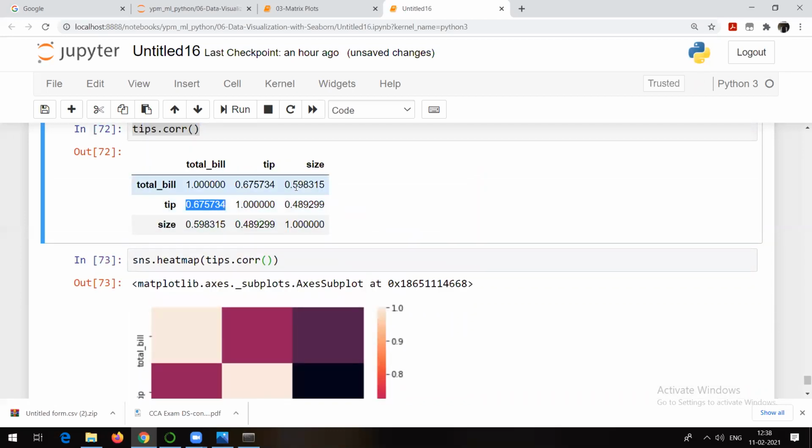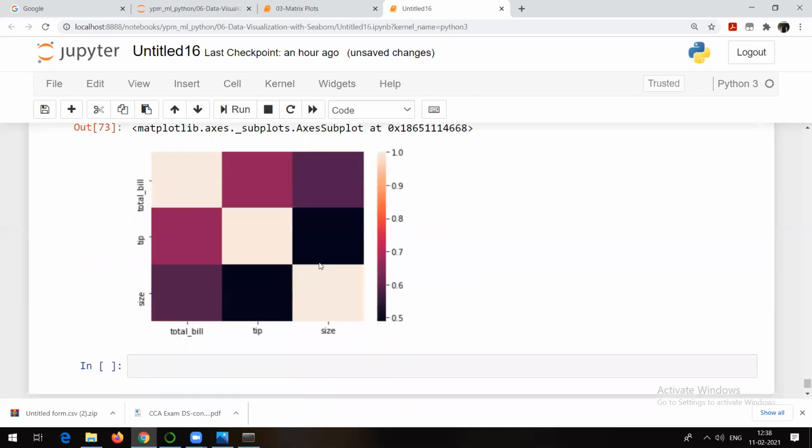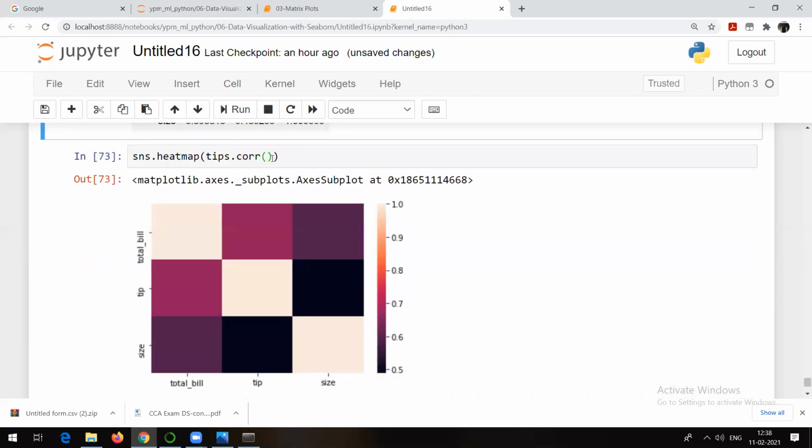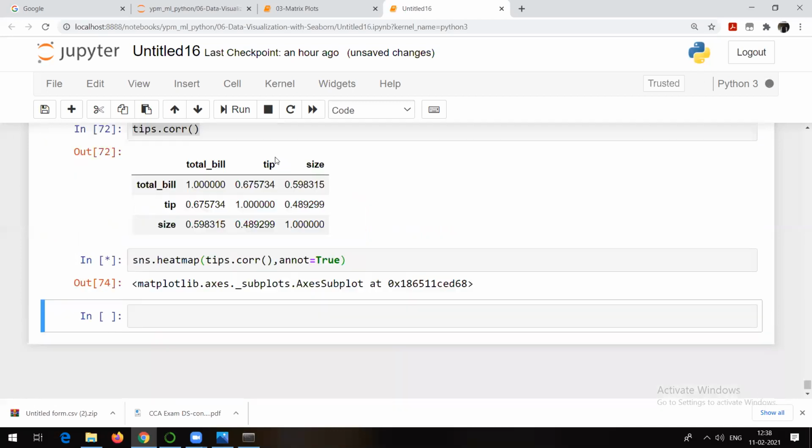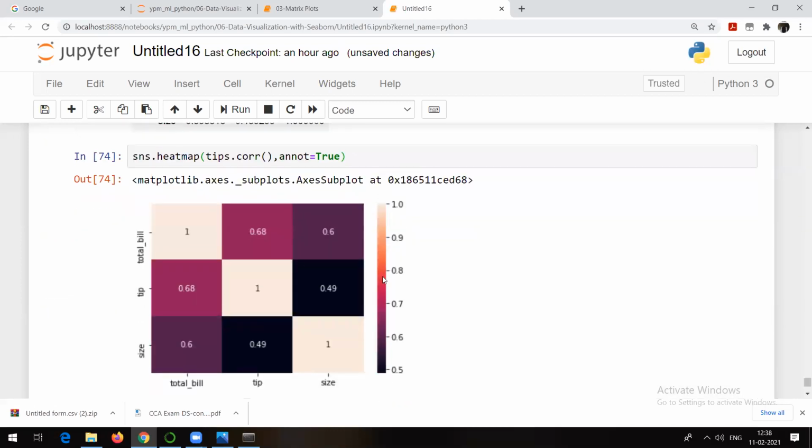I want to show these values also on this graph. So yes, that's possible. What you can do is make use of something called annotation. Just make annotation equal to true, and you will be able to see those values also. Right? So what you can notice here is the correlation.